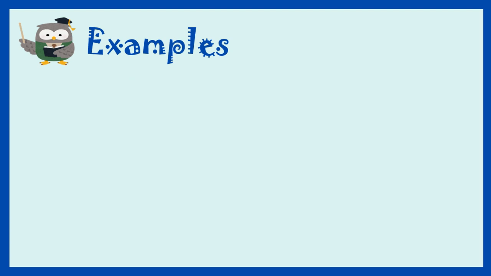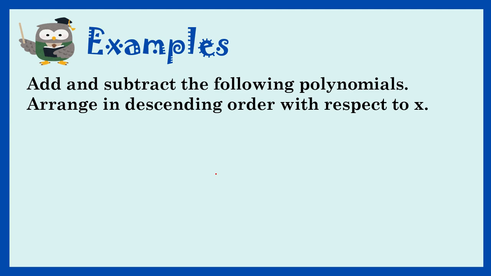Punta ulit tayo sa example. Add and subtract the following polynomials. And here, you need to arrange. May condition din tayo. We need to arrange in descending order with respect to x. Anong ibig sabihin nun? Kailangan yung degree niya naka-arrange into descending order. Ibig sabihin nun, pababa. Mag-umpisa tayo sa mataas na exponent ng variable na x, hanggang pababa. Of course, with respect to x.